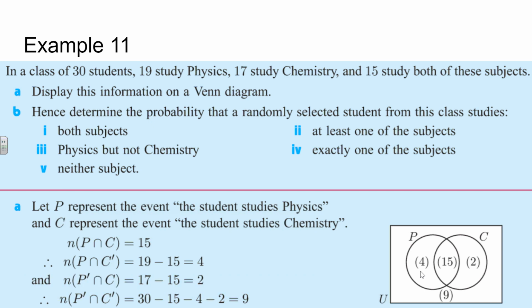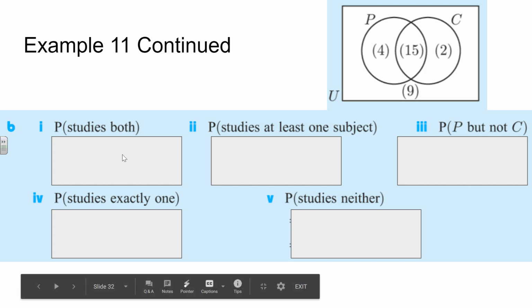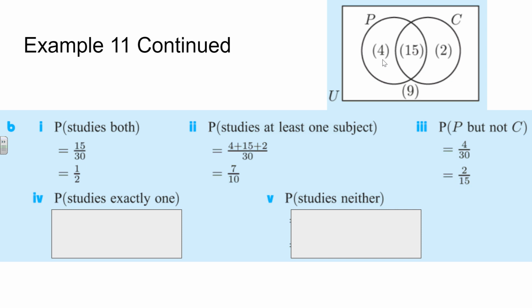So now that we have that Venn diagram, now we have enough information to answer the question. Notice the notation for each one of these. Probability that they study both. Well, that's 15 people out of the 30, a half. Probability that they study at least one. That's any of the values that are in the circles. So 4 plus 15 plus 2 gives me 21 out of 30, or 7/10. P but not C is going to be just these 4 people on the left side, 4 out of 30 or 2/15.